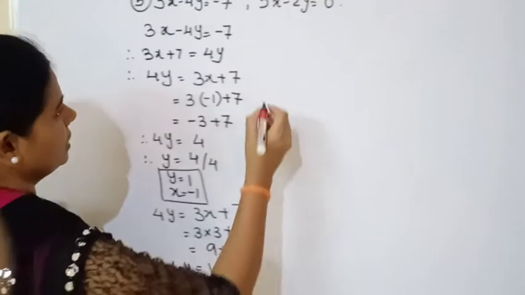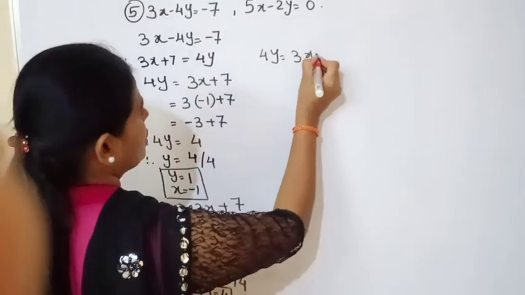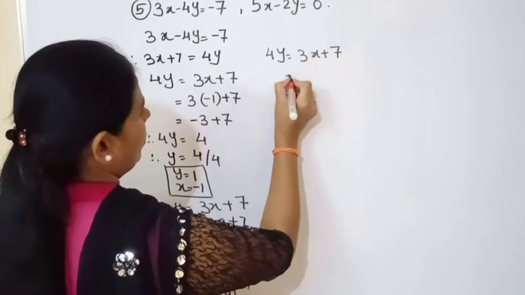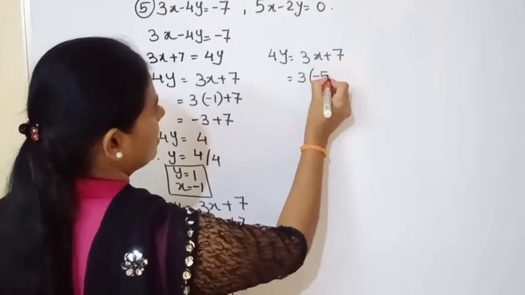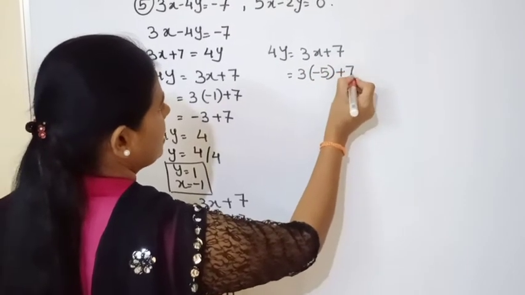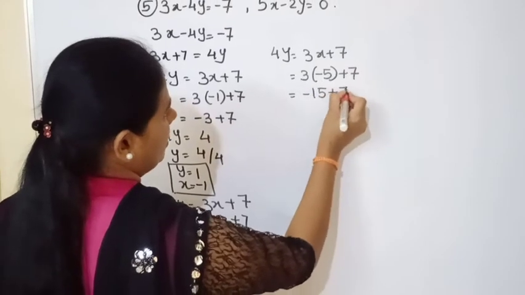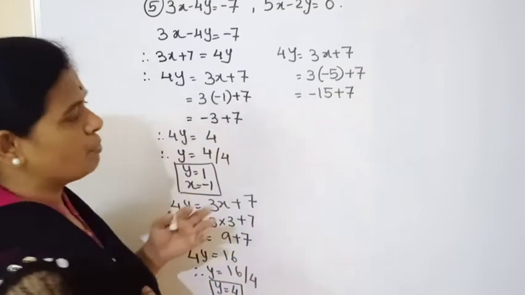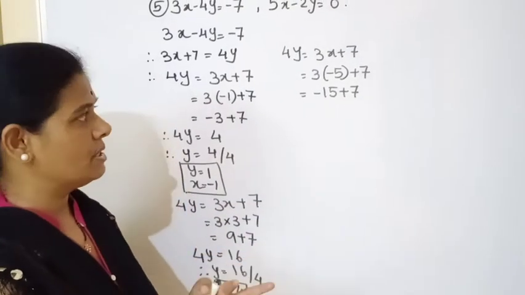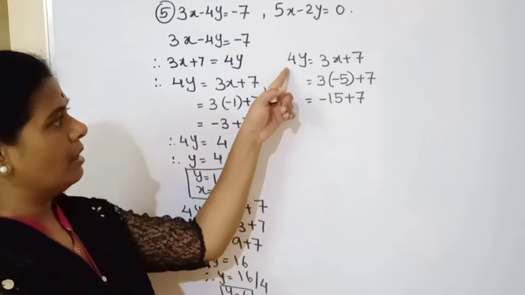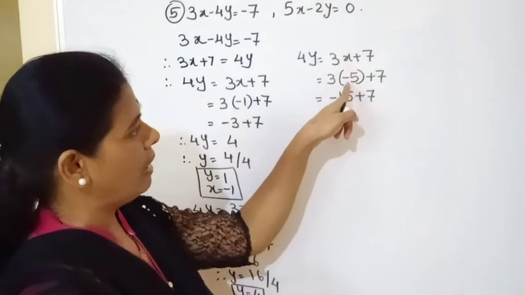Okay. Now the third one, 4y equal to 3x plus 7. Okay. Now I will take 3, the value of x, I will take it as a -5 plus 7. So 3 5s are 15, -15 plus 7. See, while substituting the values, which number we have to take, you have to decide that. Now here we are having as a 4y.